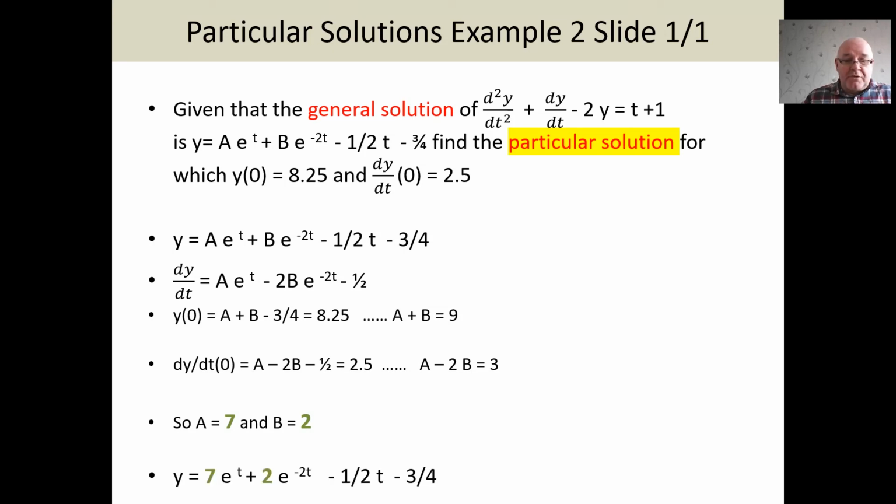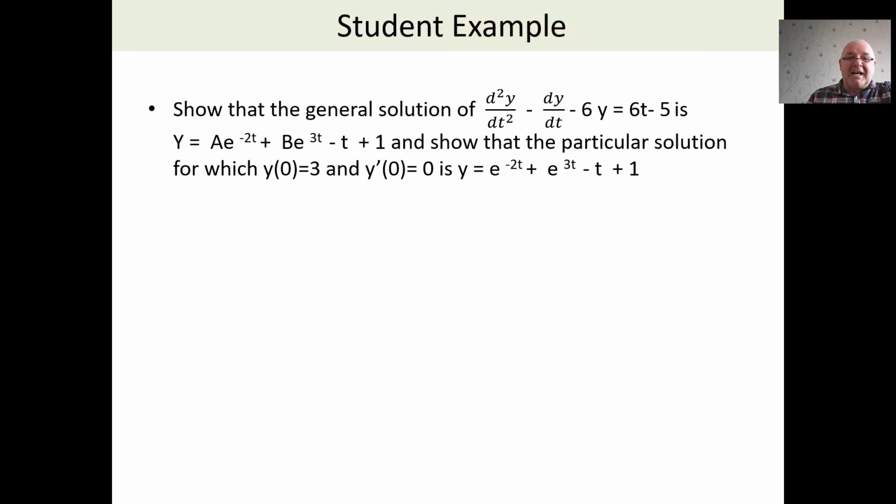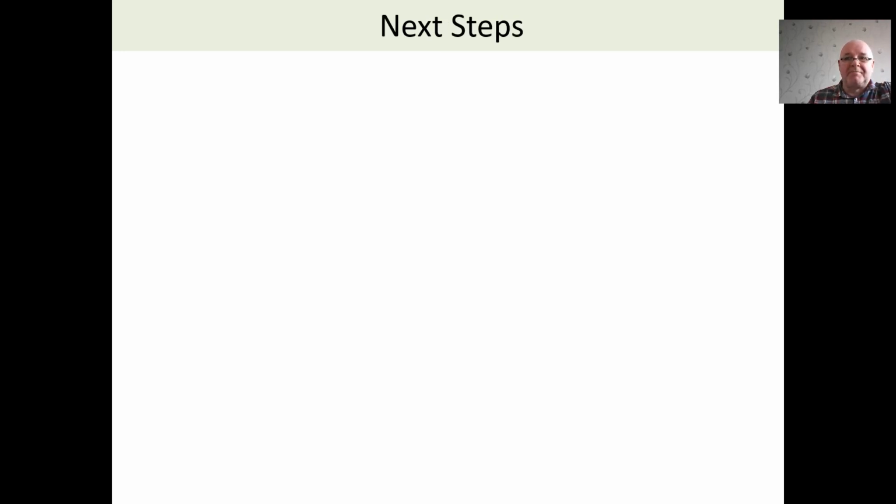So our full solution is a e to the t plus b e to the negative 2t minus a half t minus 3/4, but in our case it becomes 7e to the t plus 2e to the negative 2t minus a half t minus 3/4. And again, lots of marks for that. And there's one here for you to try on your own. Again, you don't have to quickly note this down. I'm just quickly talking through the slides, and you'll find this online at my city.